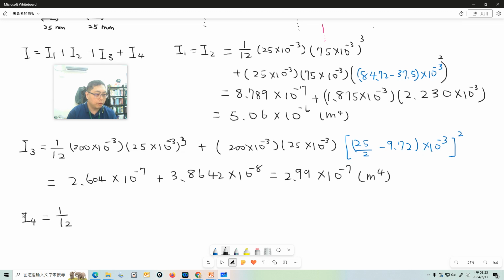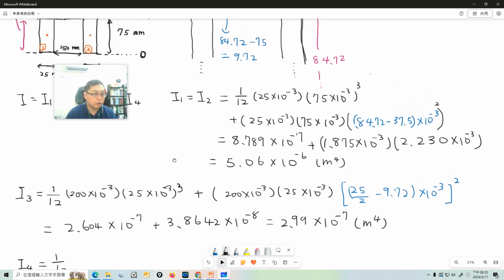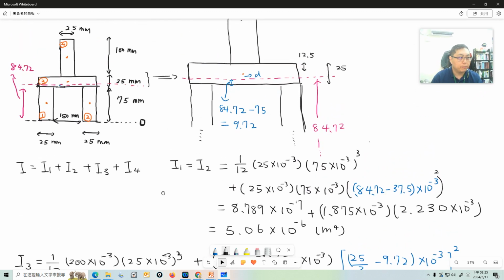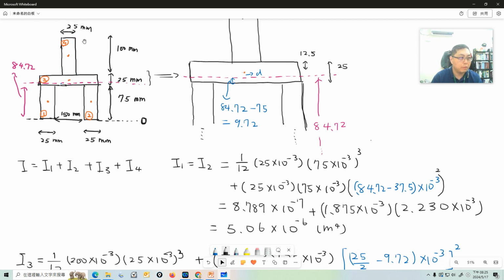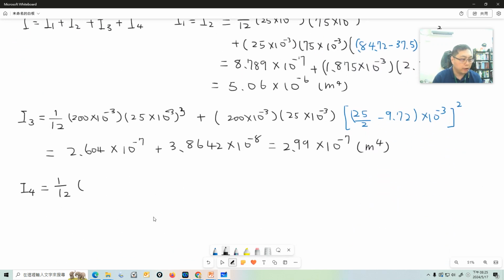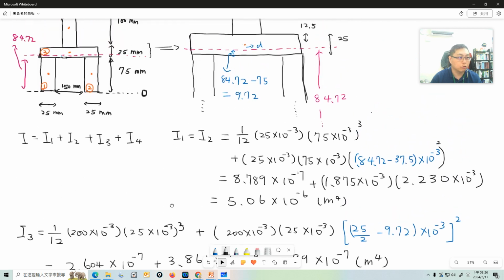What's your I4? The first term is 1 over 12 BH cubed. Right now, the neutral axis is the horizontal one. So in area 4, your B is 25, H is 100. So BH cubed is 25 millimeters times 100 millimeters cubed, plus AD squared, because right now the neutral axis is not passing through the centroid.